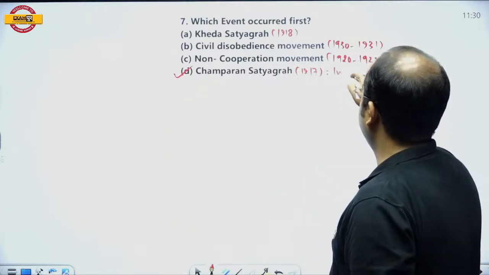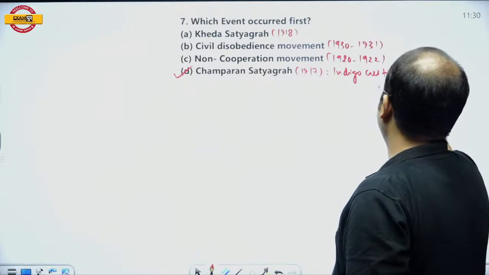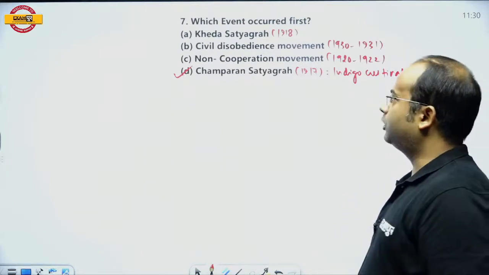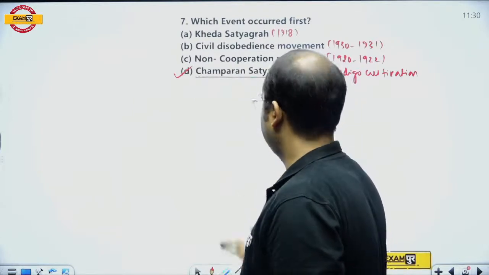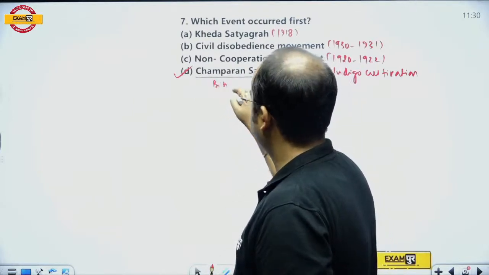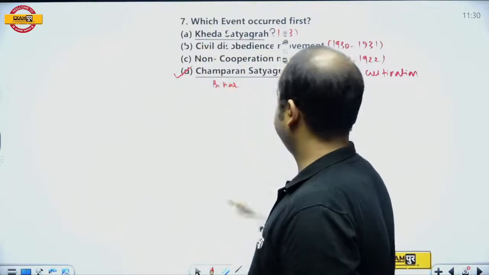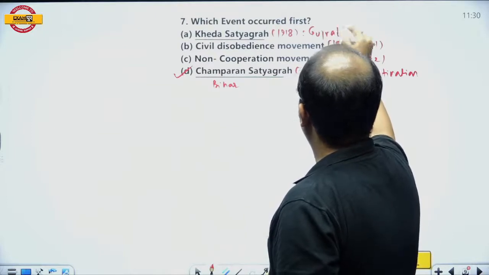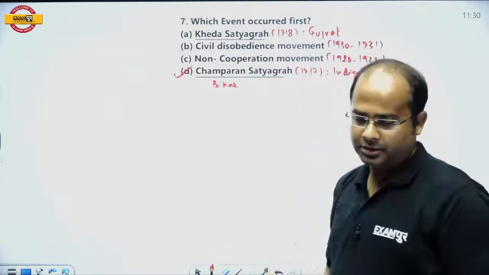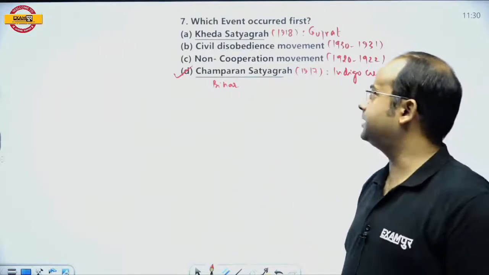It was against indigo cultivation, and Champaran is a place in Bihar. Kheda is in Gujarat. So the correct answer will be, guys, option D, that is the Champaran movement.